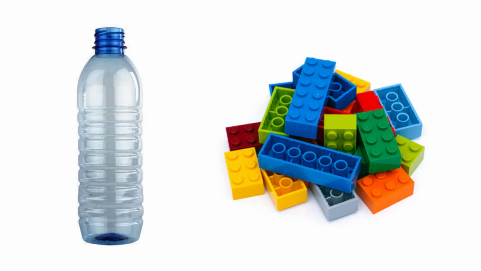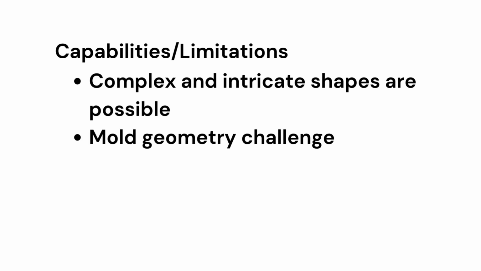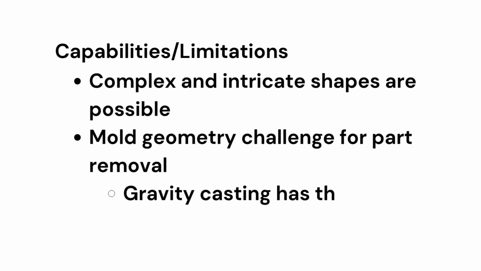Capabilities and limitations. Complex and intricate shapes are possible with injection molding. The challenge in these cases is to fabricate a mold whose cavity is the same geometry as that part and allows for part removal. Gravity casting has the same issue, the part cannot have overlapping sections.